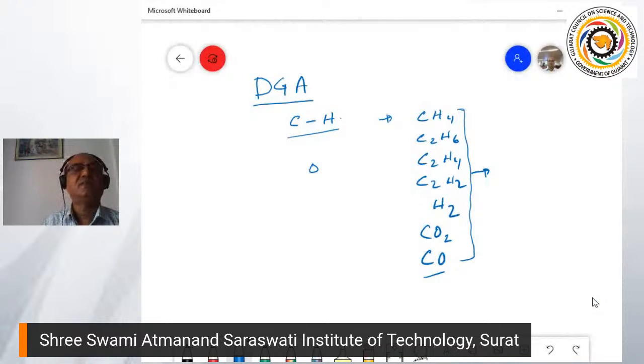In dissolved gas analysis, the higher order hydrocarbon oil will decompose into lower order hydrocarbon gases. Now there are two parts to it. One of the dissolved gas analysis methods is the key gas analysis method, and the other is the ratio method.